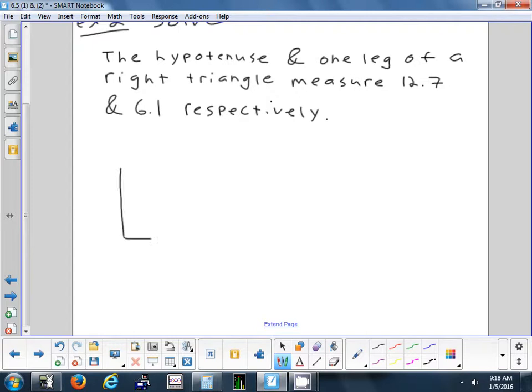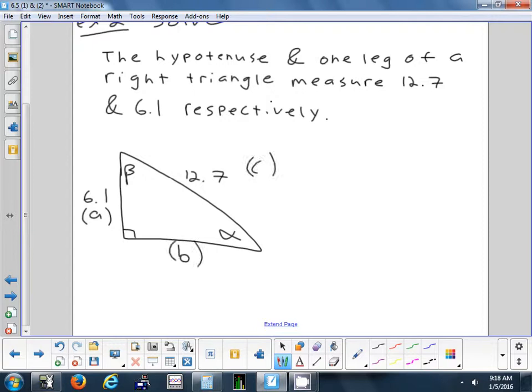All right, so let's draw it out. So my hypotenuse is 12.7. One of the legs is 6.1, and I'm going to call that side B. So that means that's beta, that's alpha, that's A, that's C. Okay, any questions on just the setup of the diagram? Because that's one thing, if you get that wrong, then most likely you're going to get everything wrong. Okay.